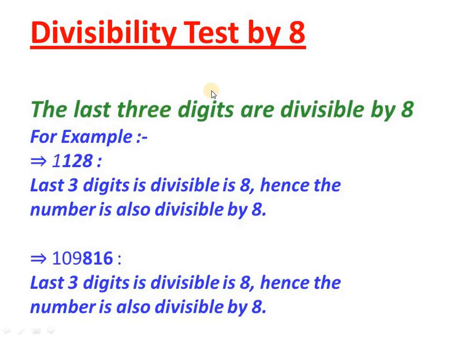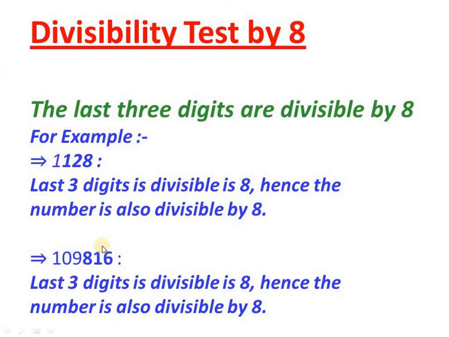Now divisibility test by 8. The last 3 digits are divisible by 8. For example, 1128. Last 3 digits. Now we will see. 128. We will divide it. We have got 16 after dividing it. So it is divisible by 8.